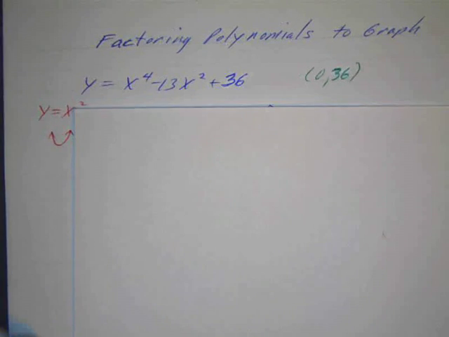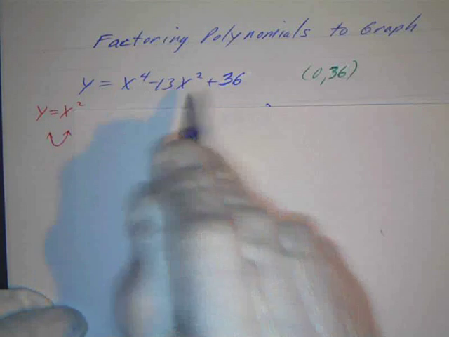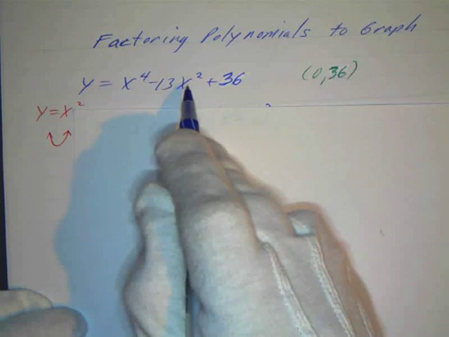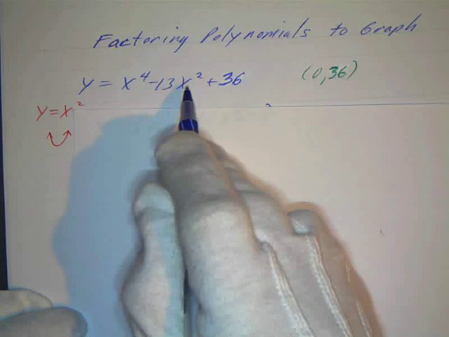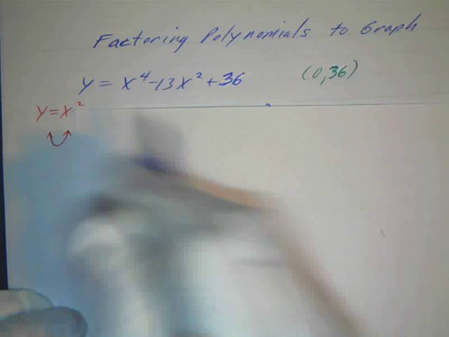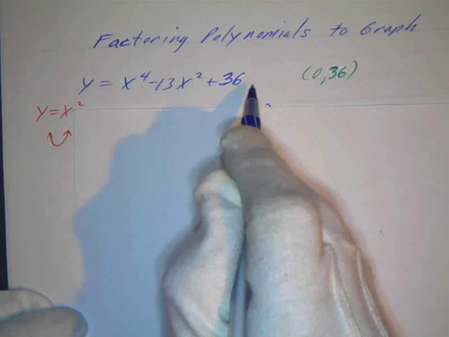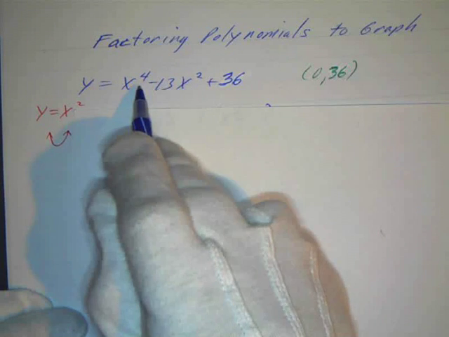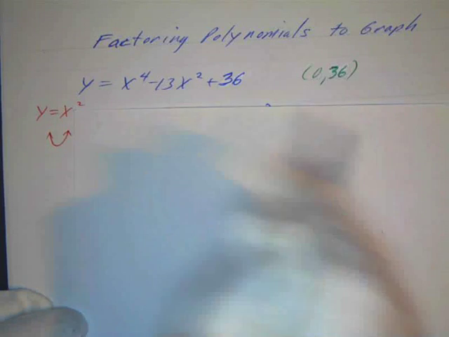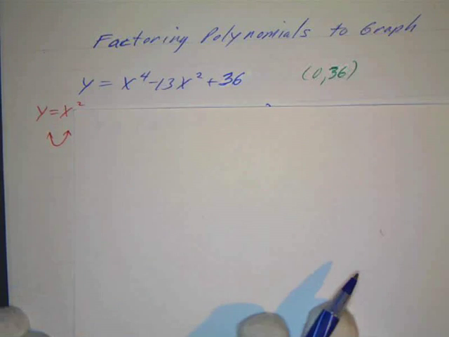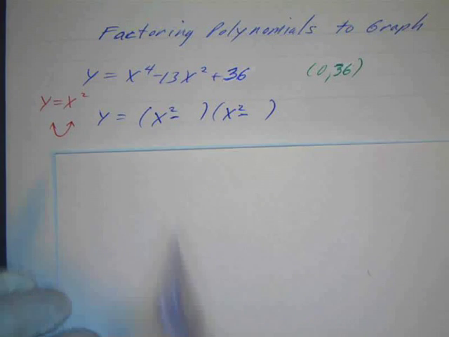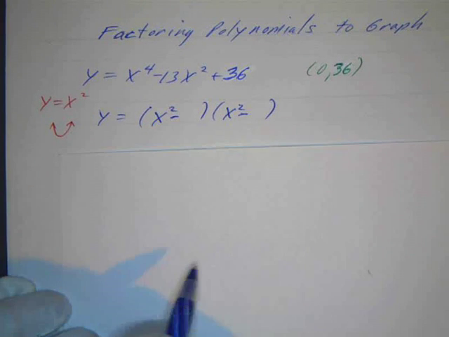Now we can take a look at this. This is like a trinomial, and we talked about this in class. This is like a trinomial in x squared rather than in x. In a regular simple trinomial, if you square the middle term's variable, you get the first term. Well, if we square this middle term, we get the first term. So we can write this as a simple trinomial, but only in x squared. That's going to be something like this. And x squared times x squared is x to the fourth.